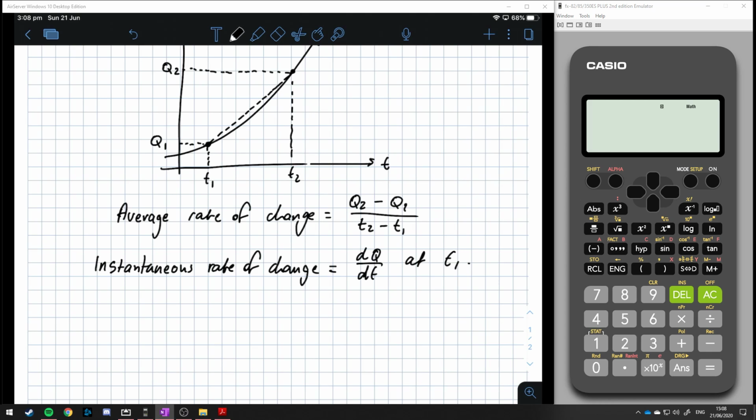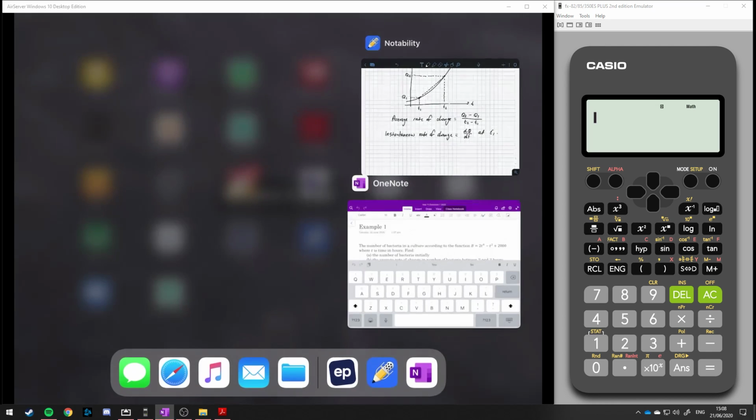So when we talk about a rate of change, particularly in this mathematics course, we are referring to the instantaneous rate of change. Whenever we say rate of change, we're talking about instantaneous rate of change. Okay, so let's have a look at an example of this.